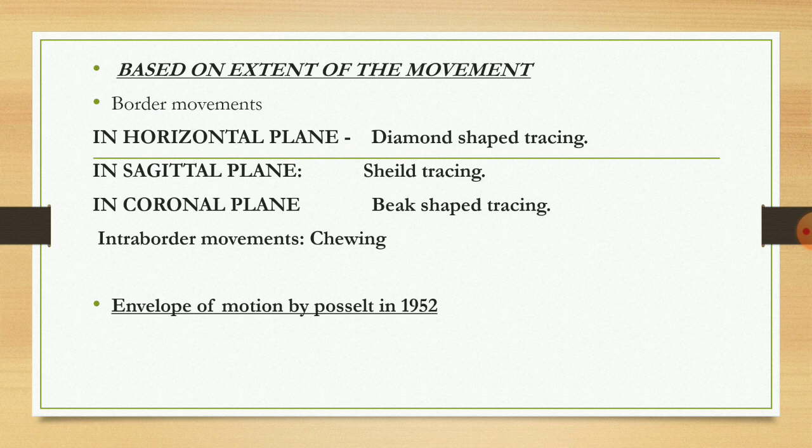Then next, followed by this, we have to write about the envelope of motion, which was given by Posselt in 1952. This is nothing but the combination of all the three movements of the horizontal plane, sagittal plane, and coronal plane. Posselt has symbolized the combination of these three planes in a single diagram. So that is called the envelope of motion.